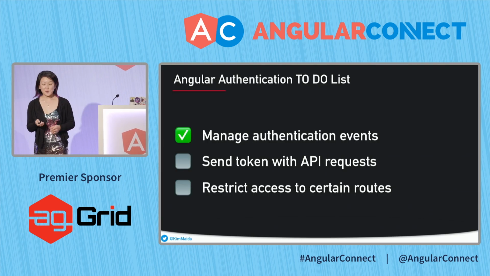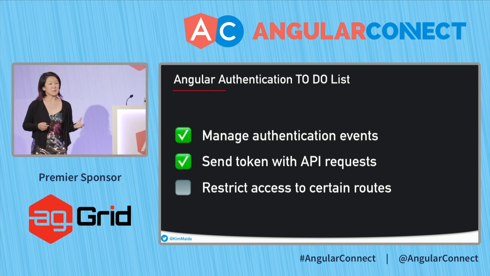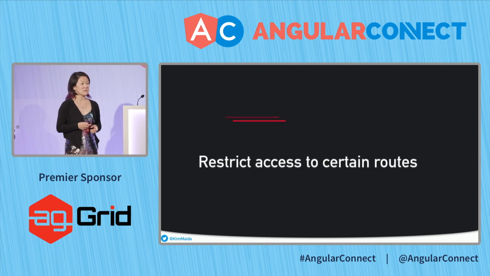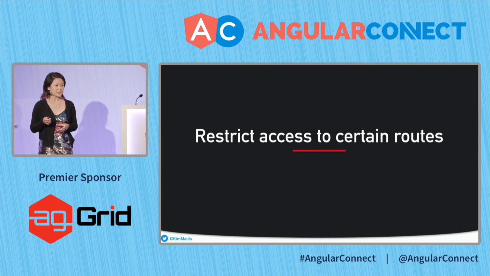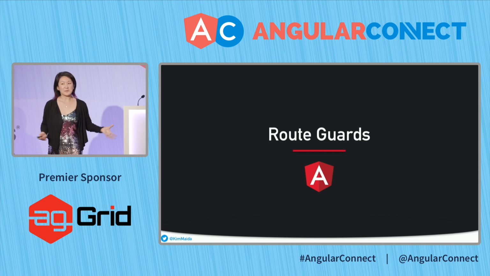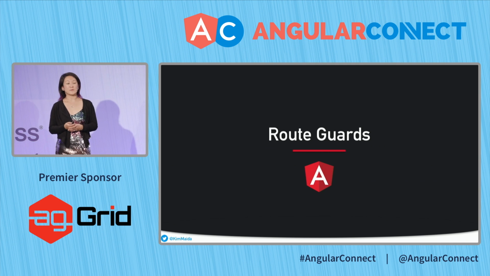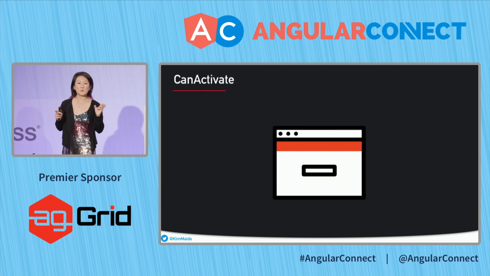OK, so back to our to-do list. We now know that we can use interceptors to send the token with API requests, which leaves the last item, which is restricting access to certain routes. So many of you are probably already familiar with route guards and the concept of route guards. Route guards implement 3 different interfaces. And the most commonly used sort of default one that everybody learns is called canActivate.